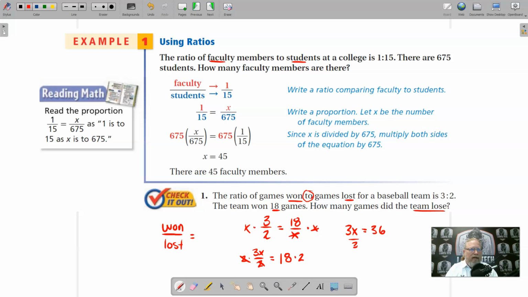Now let's divide by 3. Believe me, using cross products would have been a lot easier on this one. The 3's will cancel each other, leaving us with x, and 36 divided by 3 is 12. So in this case, the team lost 12 games. You're going to see later on, cross products would have been a lot easier. Whenever we get to that, you'll see, wow, should have used cross products.